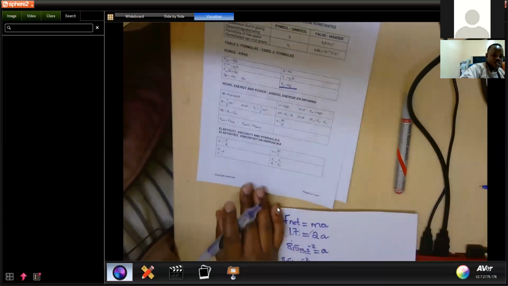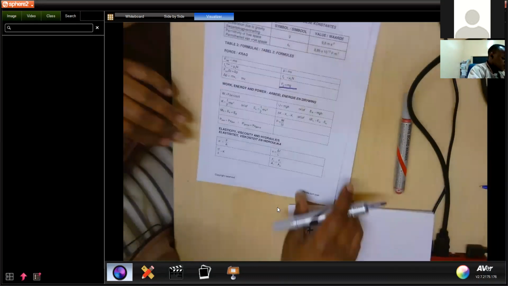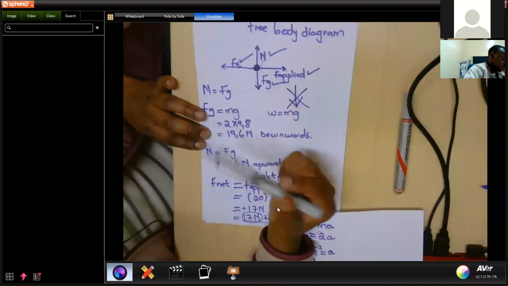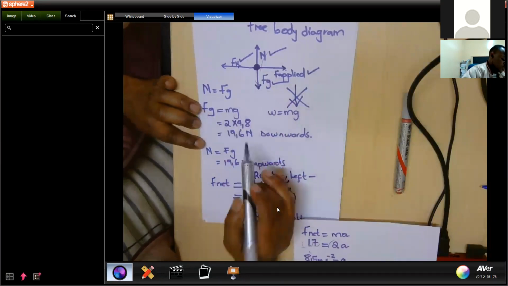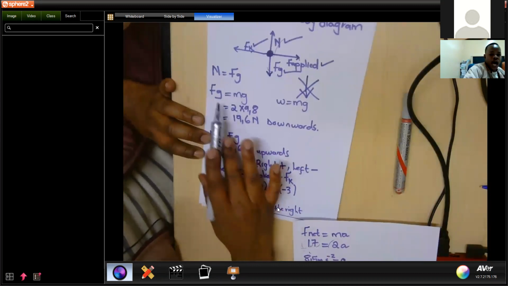Then, because the forces were balanced vertically, it means the normal force is equal to the force of gravity. And then, if the force of gravity is 19.6, then the normal is also 19.6.